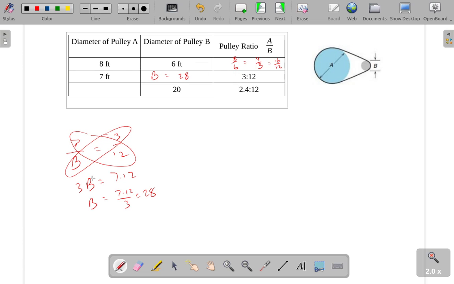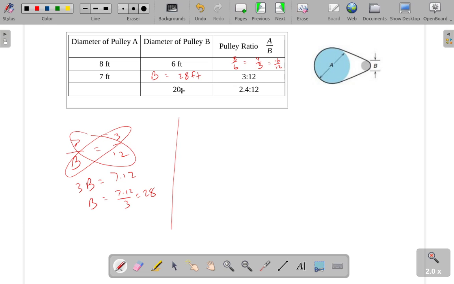And I neglected, I didn't write any of the units on here, but if there's no units written in a ratio, it means you can essentially use whatever units you like. And we were told that this is a number of feet, which means this one would have to be a number of feet so that they would match. So we'd have 7 feet divided by 28 feet in order for those to be able to cancel out.